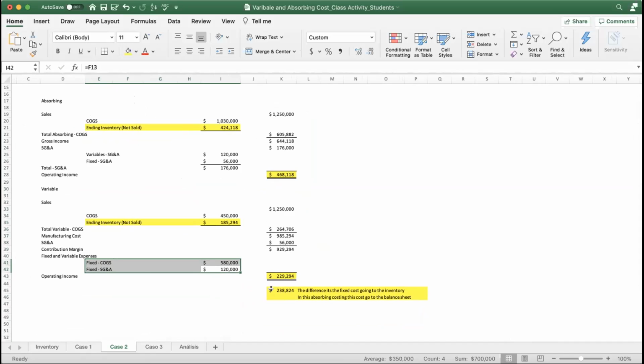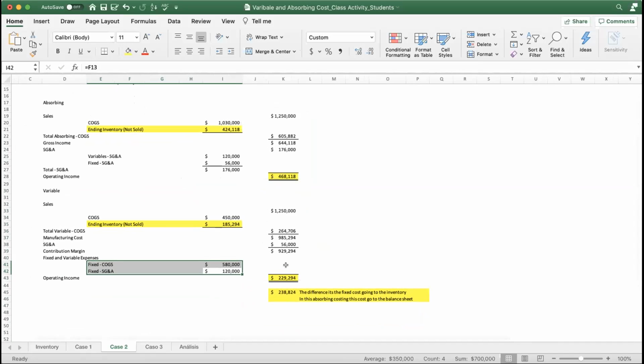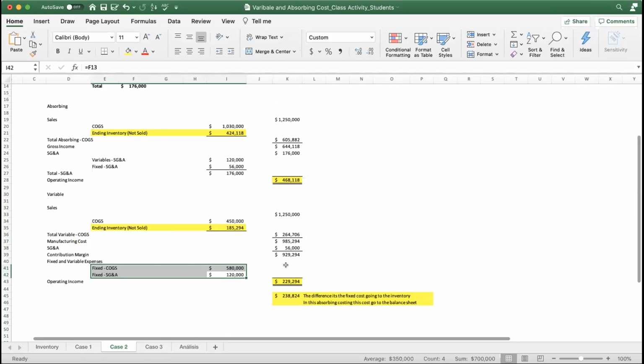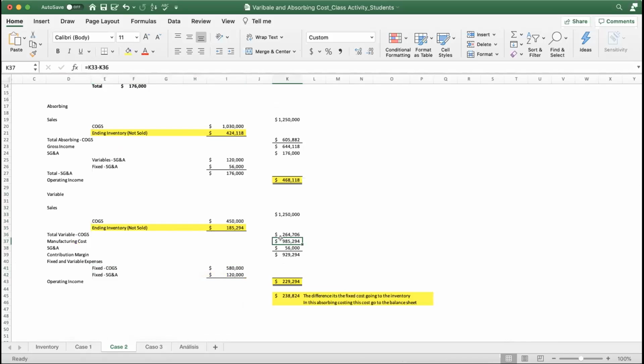Okay. And please change on the line D37 where it says manufacturing cost. D37, column D. Change the word cost to profit, please. Okay.